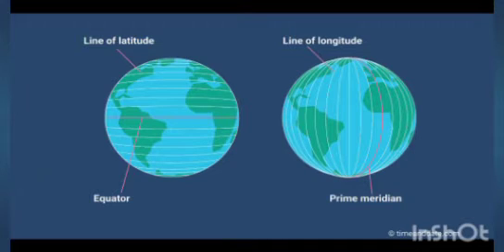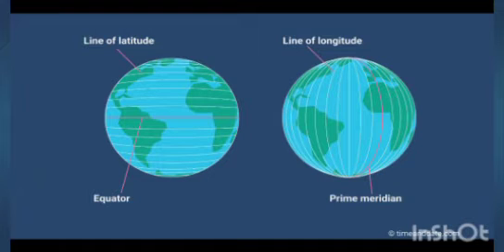The distance between two longitudes is maximum at the equator. The distance decreases as one moves towards the poles where the longitudes meet.